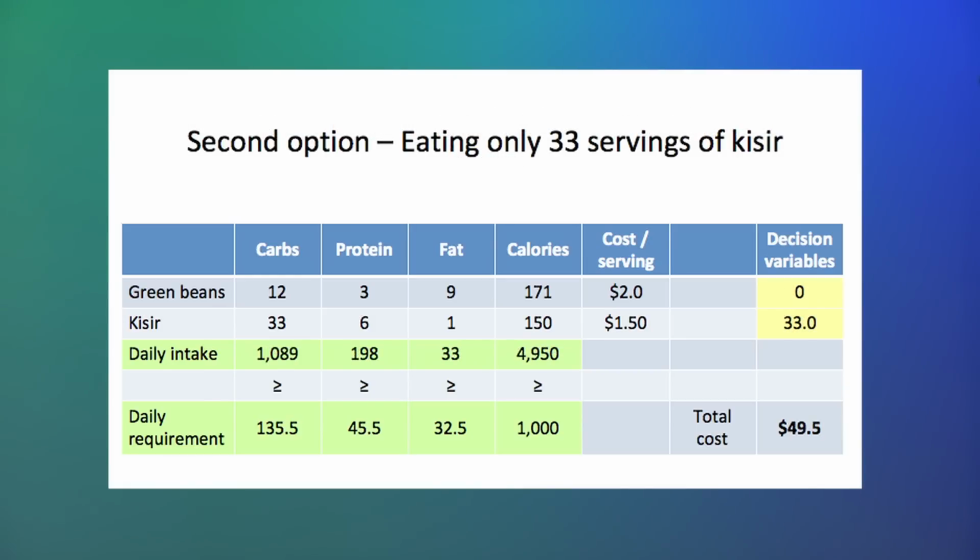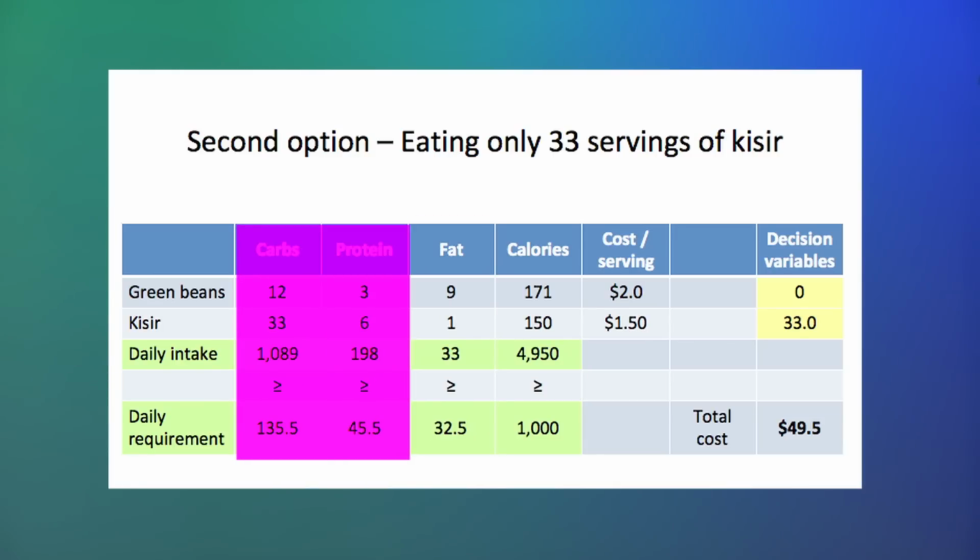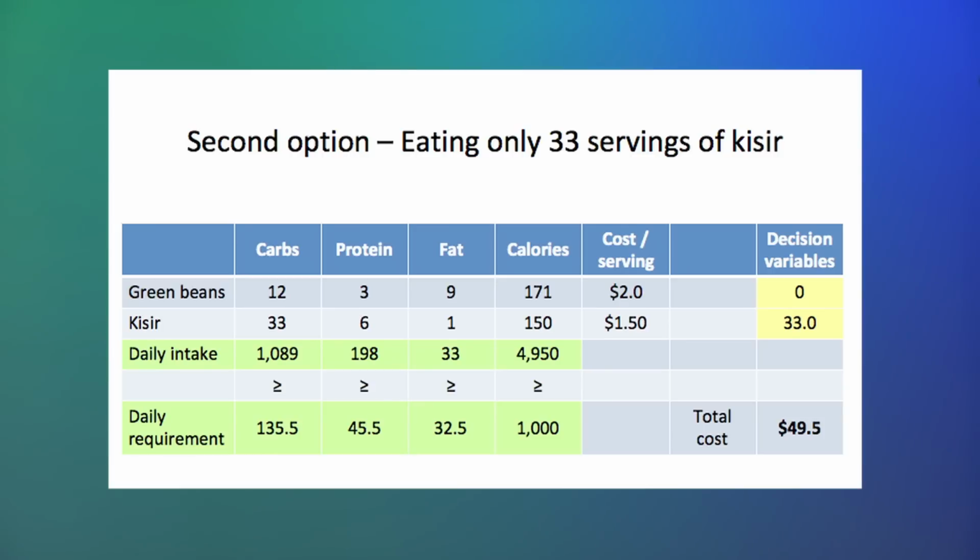others. The second option, to eat 33 servings of kısır, will cost us $49.5 and contains 1,089 grams of carbohydrates, 198 grams of protein, 33 grams of fat, and 4,950 calories. In this case, we have the right amount of fat, but too much carbohydrates and protein. Also, who can eat 33 servings of kısır?